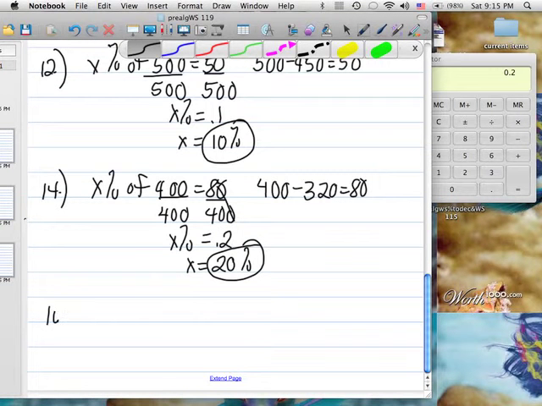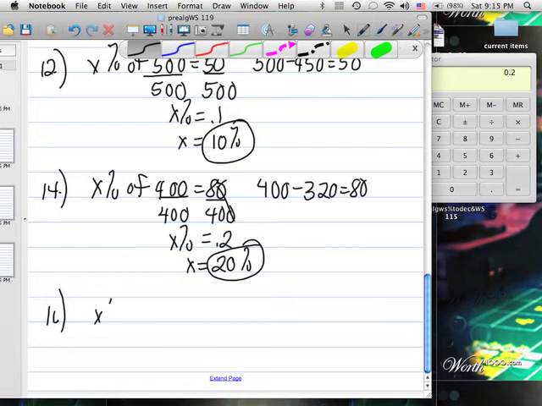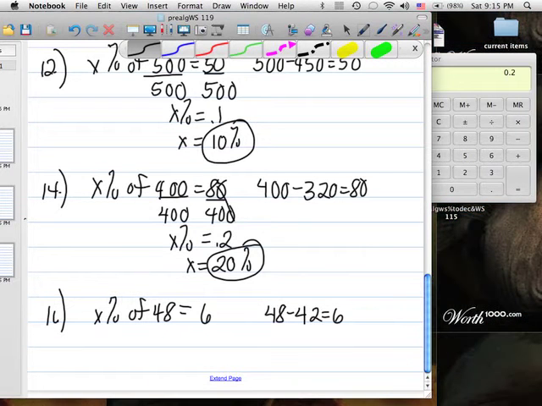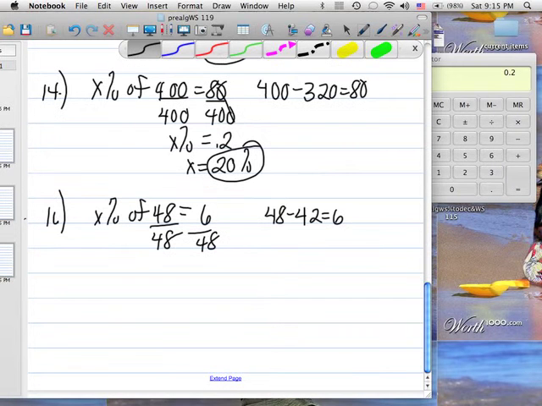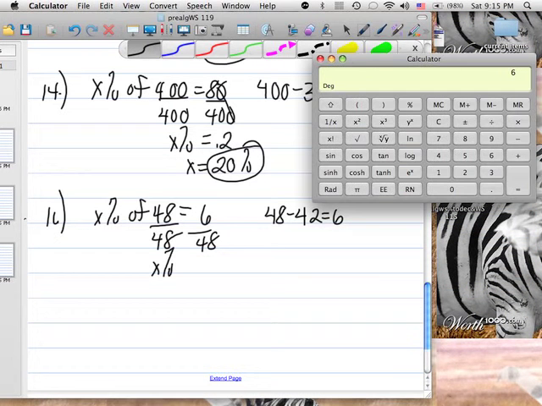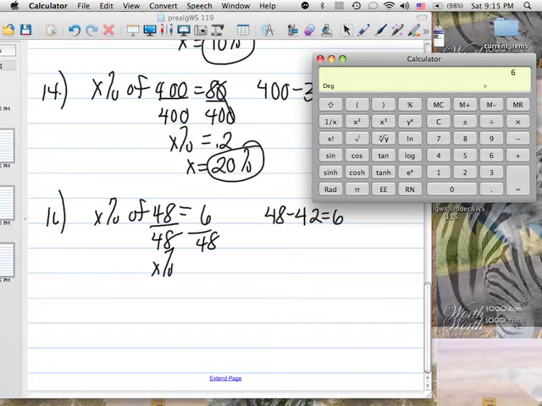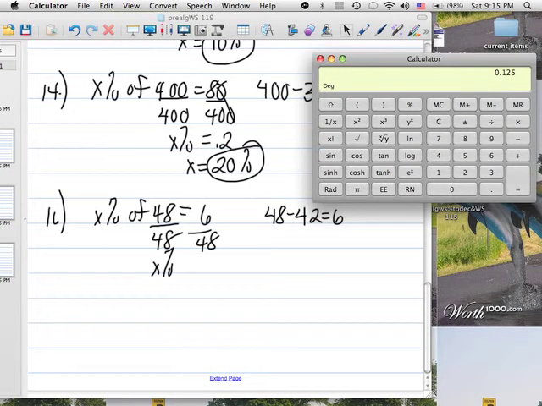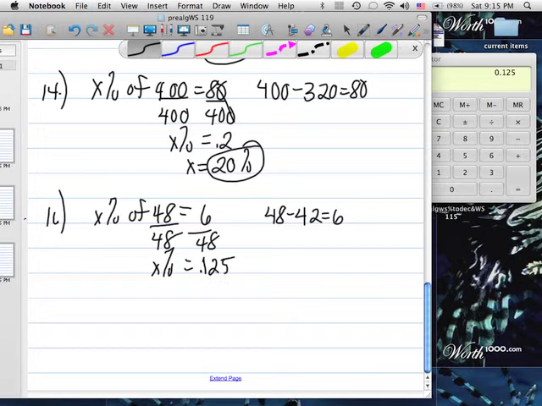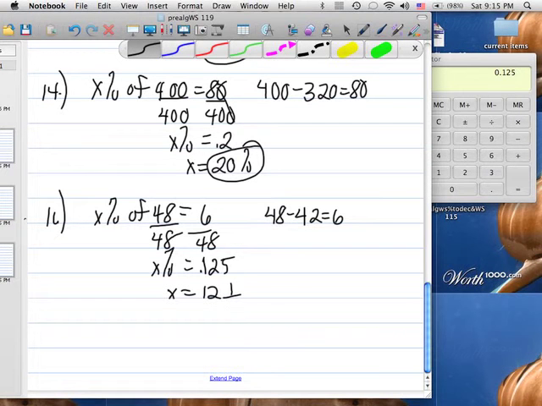Problem 16, original length is 48. And the new length is 42, so that's a decrease of 6. We want to know what percent of 48 6 is. Divide both sides by 48. And that's going to be 1/8, which is 0.125. So our percent is 12.5%.